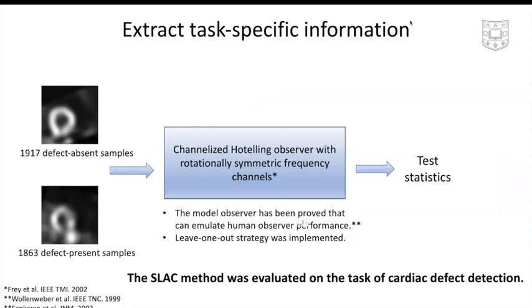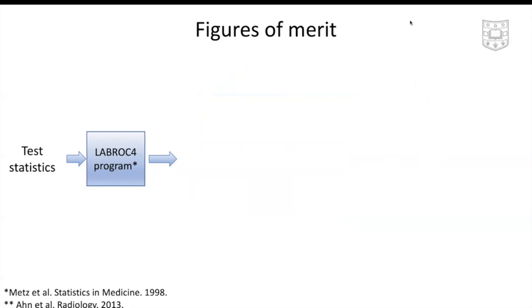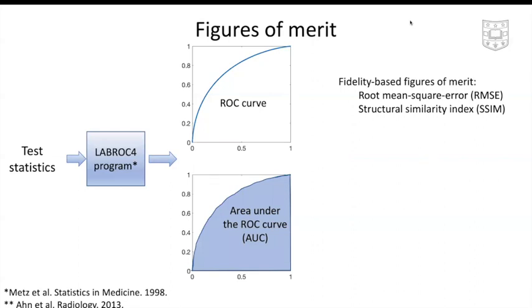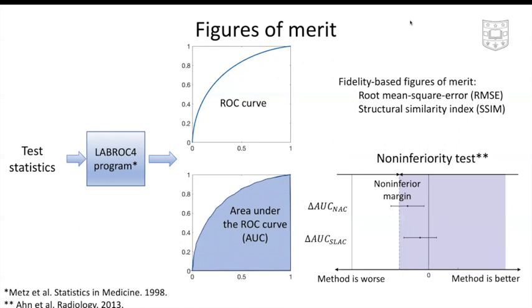As mentioned earlier, the SLAC method was evaluated on the task of cardiac defect detection. We used a channelized Hotelling observer with rotationally symmetric frequency channels. This model observer has been shown to emulate human observer performance. We used a leave-one-out strategy and obtained the test statistics. With these test statistics and using the LABROC4 program, we conducted ROC analysis and calculated the AUC. We also evaluated the SLAC method on fidelity-based figures of merit, including root mean square error and structural similarity index. To investigate whether the SLAC method is at least as good as the reference standard CTAC method, we conducted a non-inferiority test among different methods, where the difference in AUC was calculated and compared with a predefined margin.